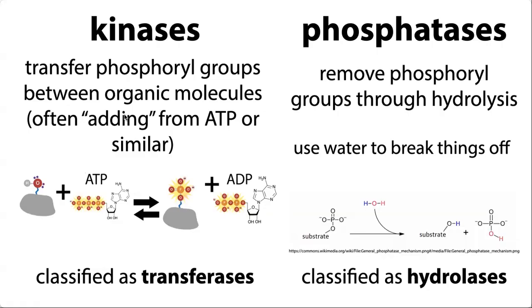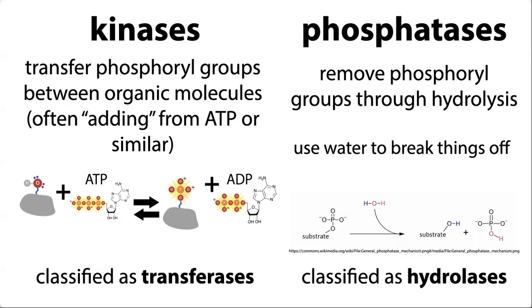But what a kinase is going to be doing is transferring that phosphoryl group between organic molecules. Often what it's doing is adding a phosphate group from an ATP, or remember it's a phosphoryl group, but typically we just say phosphate group. But it's going to be adding that from ATP or something similar to something, leaving you with ADP. However, the reaction is also going to be reversible.